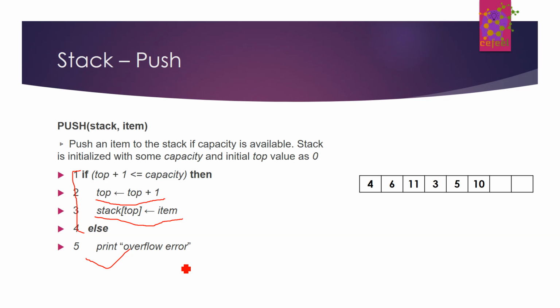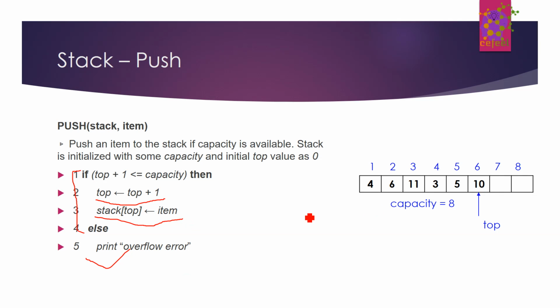Now let's apply this to the stack which we had. So here is the array which we had. This has a capacity of 8, as we already discussed, and currently top is pointing to the 6th element, which means we have 6 elements in the stack.